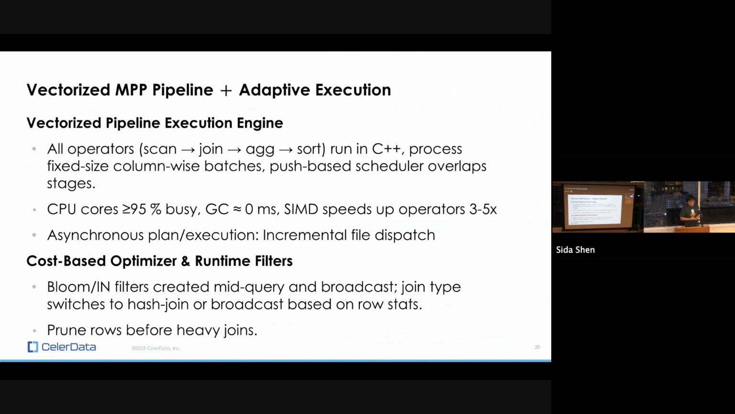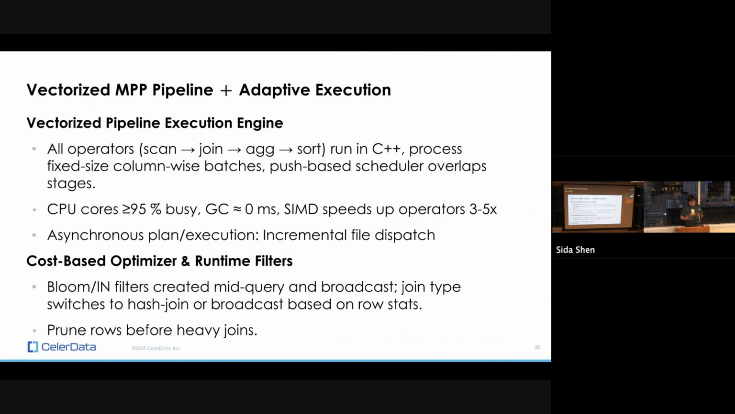So what we end up with is very busy CPU cores, right? And SIMD can speed up operators. Before we implemented it and after, we see a 3 to 5 times performance gain, right? And also we talked about the problem with planning stalling the execution, right?